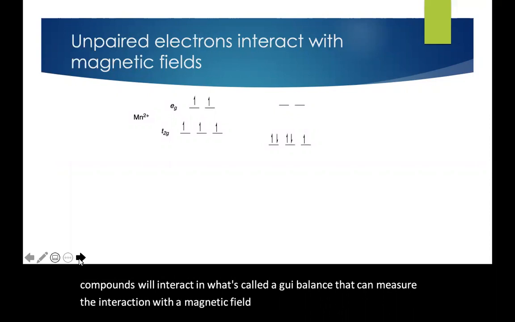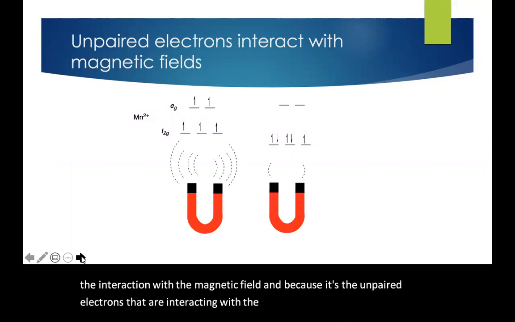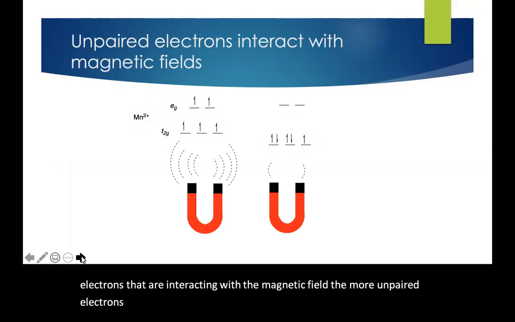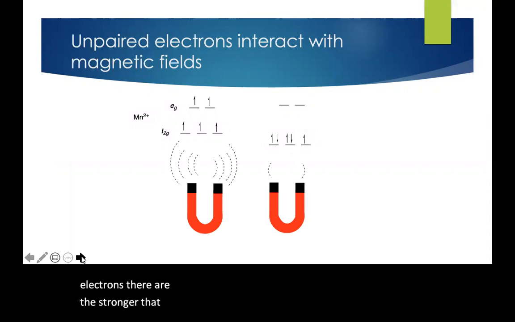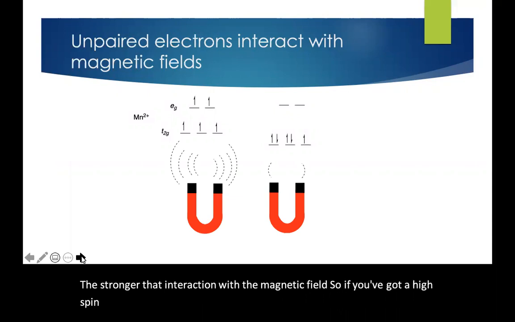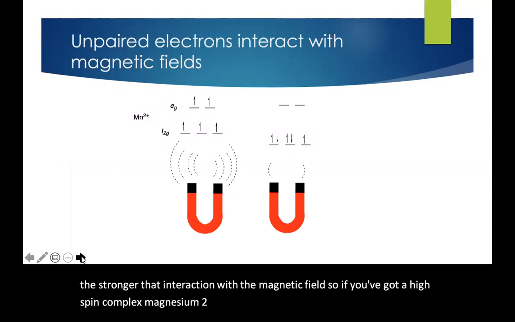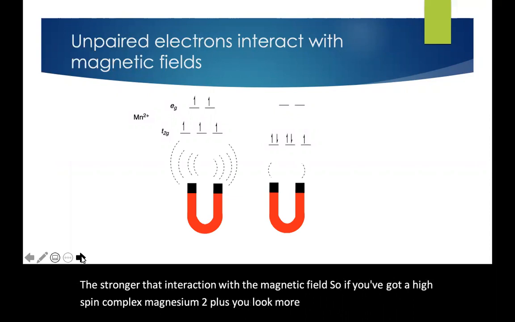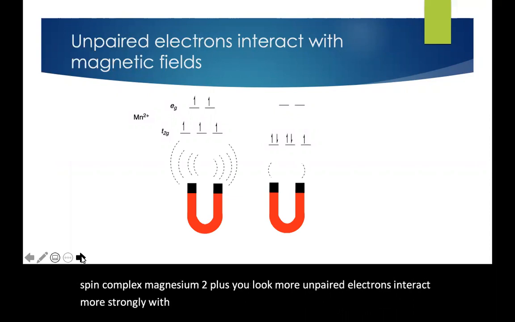And because it's the unpaired electrons that are interacting with the magnetic field, the more unpaired electrons there are, the stronger that interaction with the magnetic field. So if you've got a high spin complex, say manganese 2+, you'll have more unpaired electrons. It'll interact more strongly with the magnetic field than a low spin complex will.